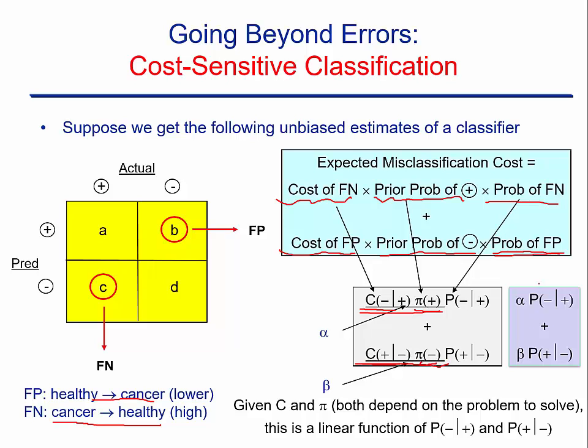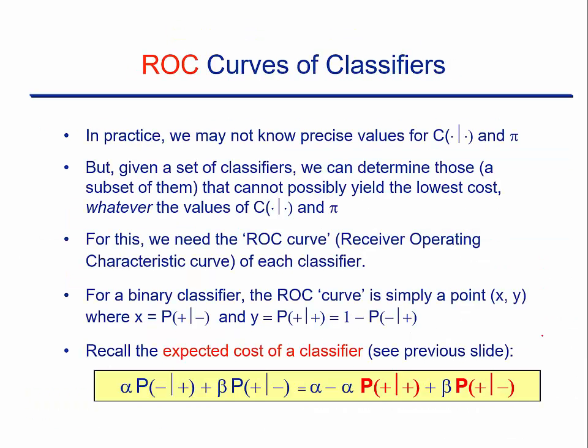In this case, the total cost is a linear function of these two probabilities. The first probability is the probability of making false negative mistakes, and the second probability is the probability of making false positive mistakes. And these two probabilities are dependent on the model. Now we can have the equation like this.